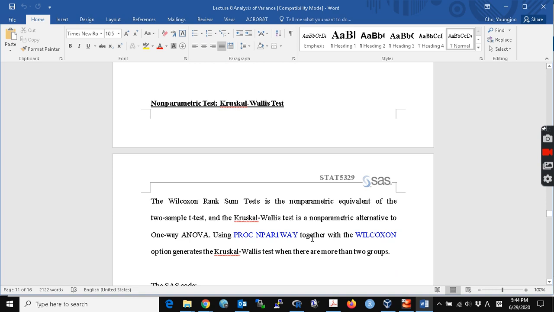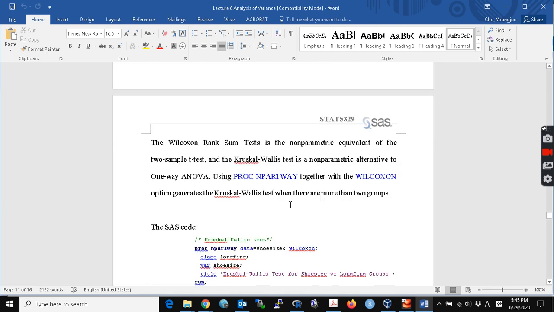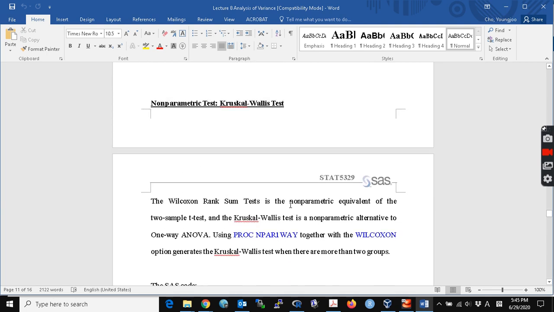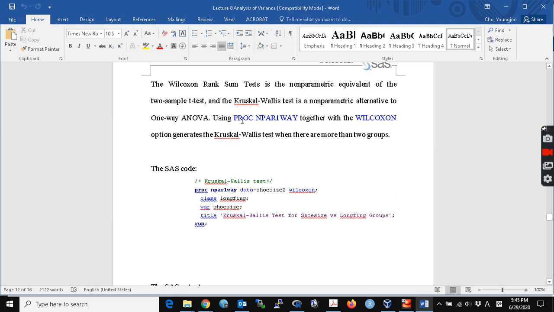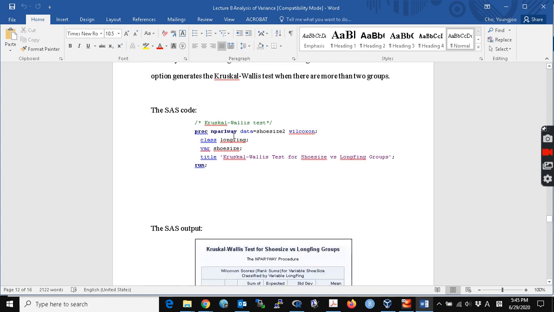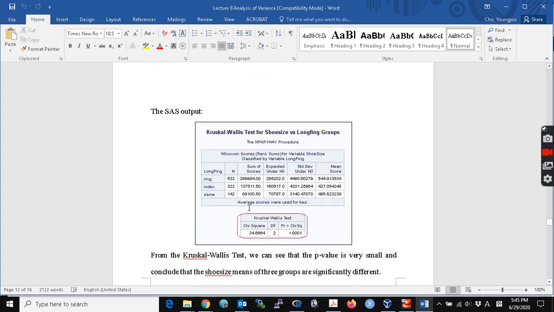And then for a non-parametric test, if you have a small sample size and you think that it is very difficult to satisfy the normality assumption, then you can use the Kruskal-Wallis test. The Kruskal-Wallis test uses PROC NPAR1WAY together with the Wilcoxon option. You can use PROC NPAR1WAY data equal to shoe size 2, and we can specify the Wilcoxon option. The class variable and variable are the same as before.